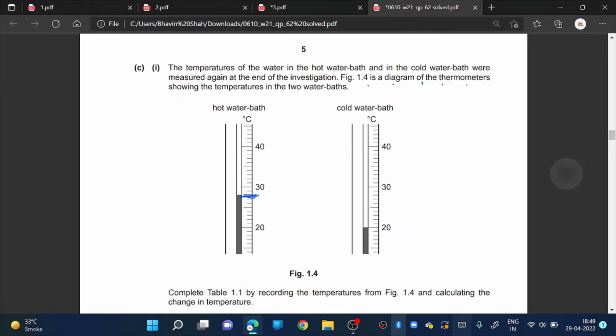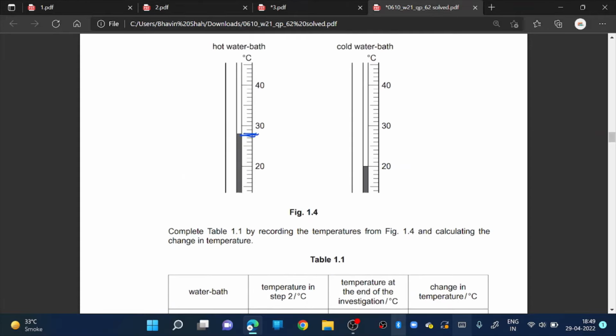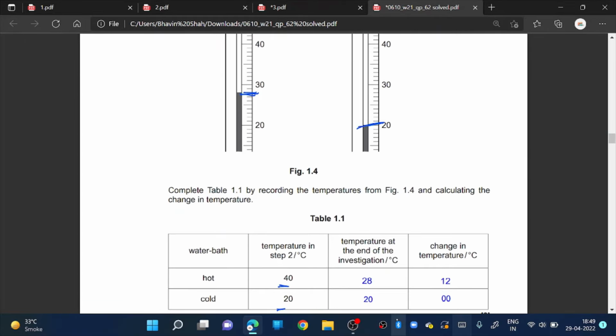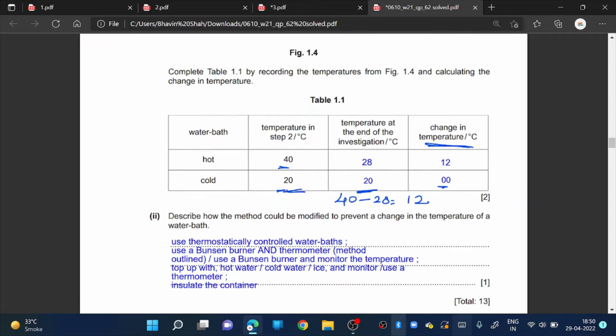Now, they have already mentioned one table which is given over here about the temperature at step 2, which was for hot water 40 and then 20. So the change we have seen is 28 and 20. They have asked you to calculate the change in the temperature. So obviously we are going to do 40 minus 28, which is going to be 12, and 20 at the start of the experiment and 20 at the end, so the result is going to be 0. This is again for 2 marks, where you need to do the simple subtraction.